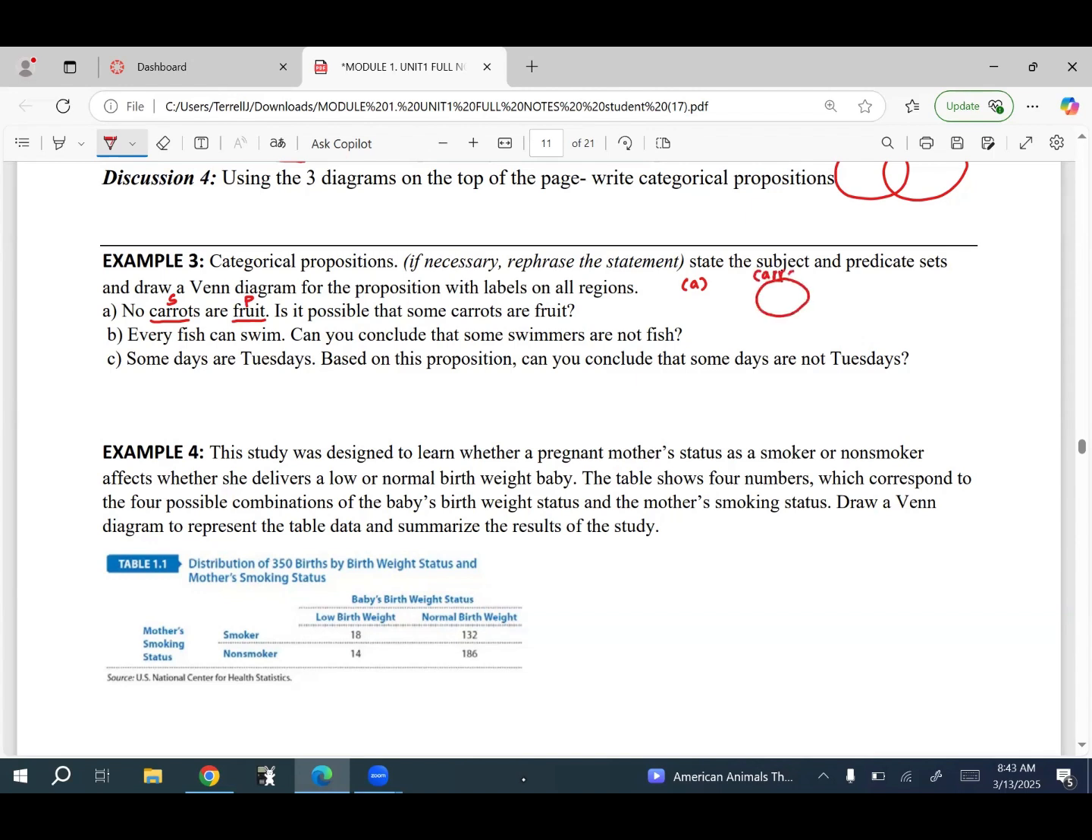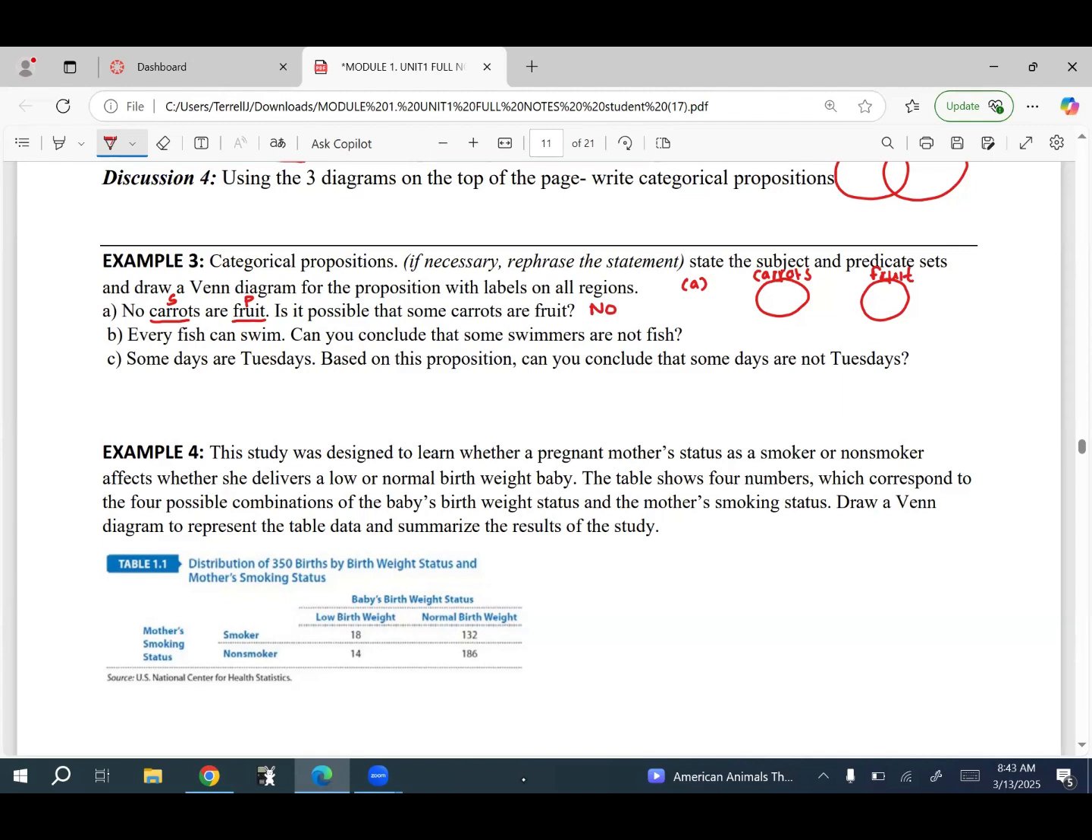Here's carrots, and here's fruit. And with this visual, right, this is a Venn diagram, they're disjoint. With that visual, I can better answer the next question. Is it possible that some carrots are fruit? Well, based on what I just drew here, no, they don't have any members in common. Okay, and then we'll do one more.